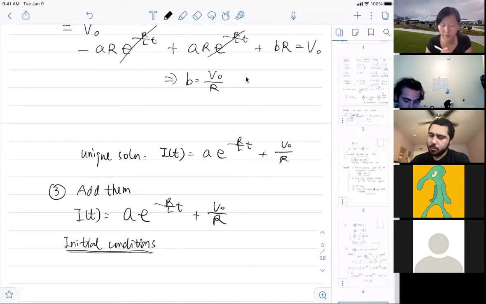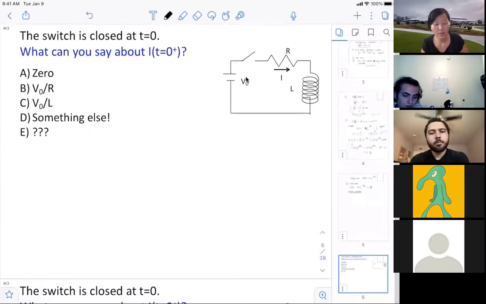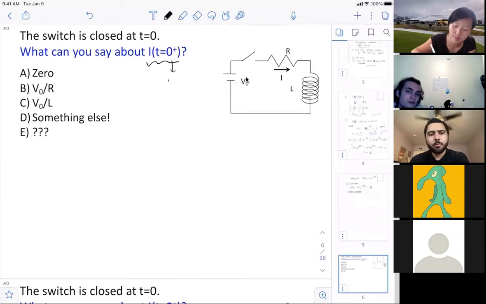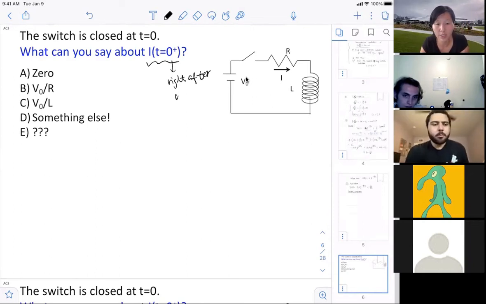By looking at the physics, the features of the inductors and how inductors behave, we will be able to figure out what the initial conditions are. All right, so let's look at this question. If we're able to answer the current at t equals 0 plus, this means right after you close the switch. So what can we say about the current at the initial moment? What do you think that might be?